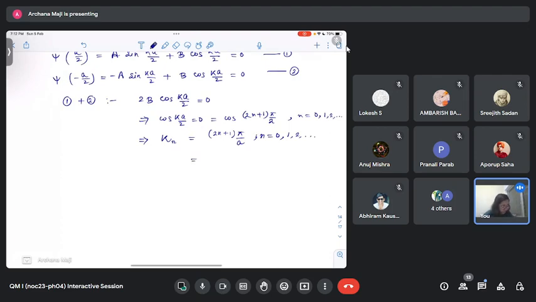Now we can rewrite it as m pi over a, where m takes values. Suppose you substitute n equal to 0 here, what do you get? 1. You substitute n equal to 1 here, you get 3. So this I am replacing with m and saying that m runs over odd integers, meaning 1, 3, 5 and so on. I'm writing it as k_m. Okay.